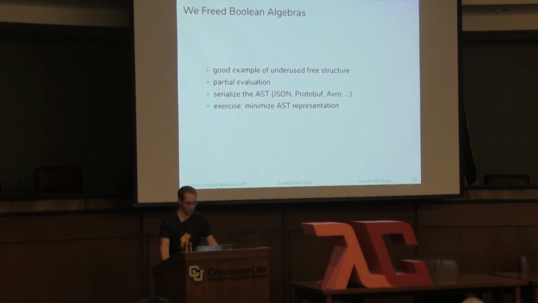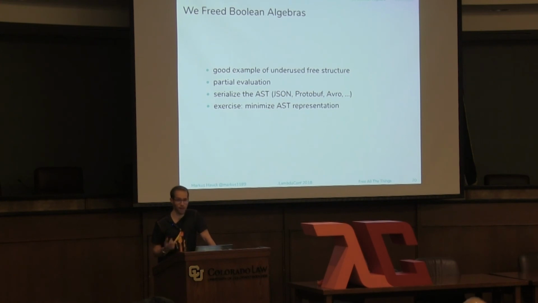Okay, so we freed our Boolean algebras, and I think this is a good example of an underused free structure. And you can just discover those by applying this recipe. And we can even have partial evaluation on this, so there are also other structures where you can do similar tricks. And the cool thing also is that given that it's not as powerful as a free applicative or free monad, so it doesn't contain any functions, we can easily serialize it to JSON, protobuf, or whatever. You can, for example, also think of a use case where you evaluate some of those predicates on the server side, and otherwise you serialize it to JSON and send the rest back to the client. And he will only have the remaining predicate to evaluate.